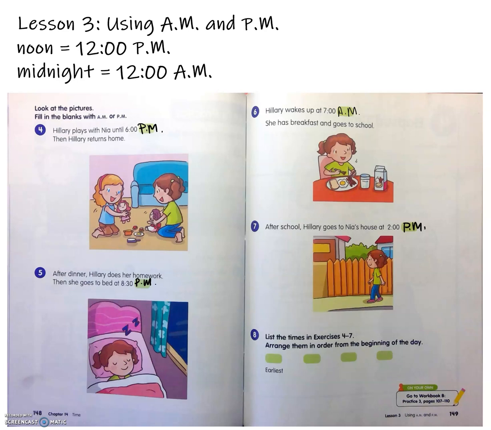Now I know which one comes first because there was only 1 in the morning, and that was number 6. So number 6 would go here. After that, I need to see which comes next. Well, 6 p.m., 8:30 p.m., or 2 p.m. 2 p.m. comes before both of those things. So number 7 would be next. Normally you play with a friend before you go to sleep, so 4 would come after that, and going to sleep would be the last thing that you do at 5.